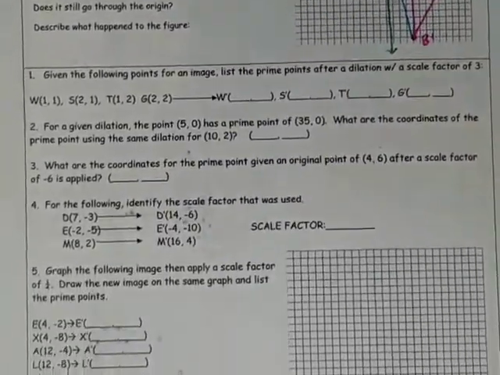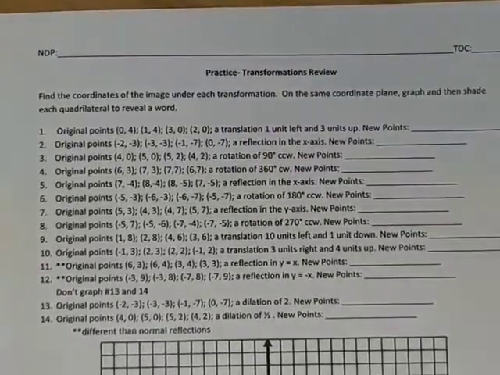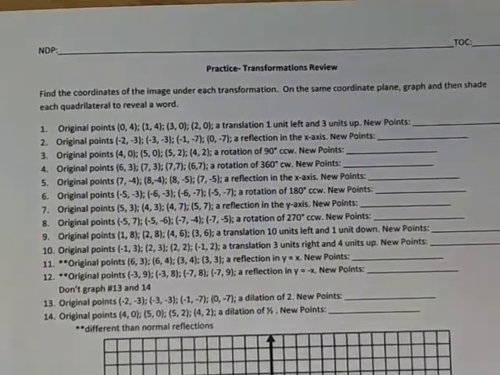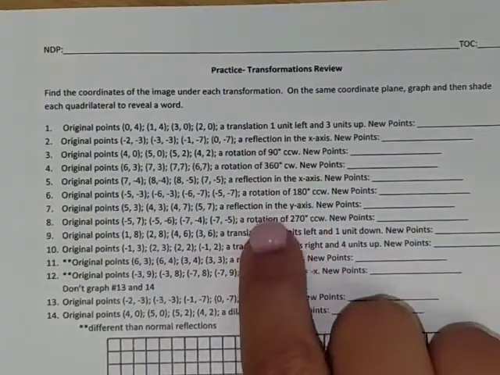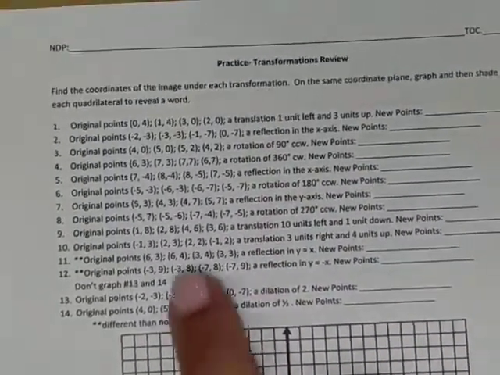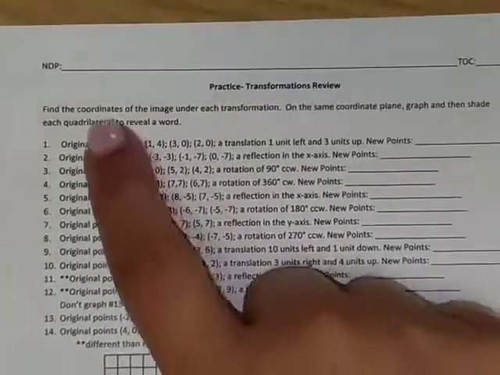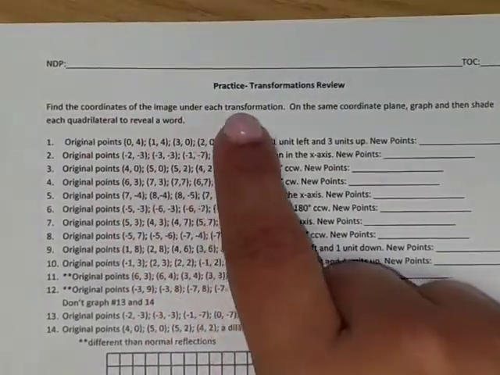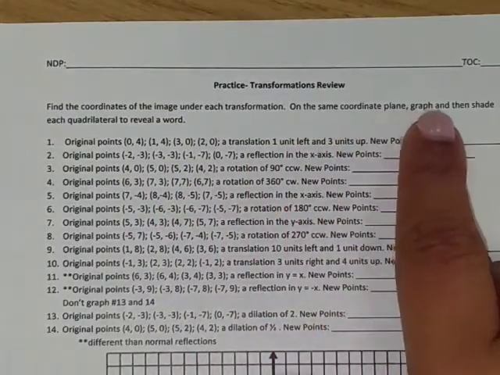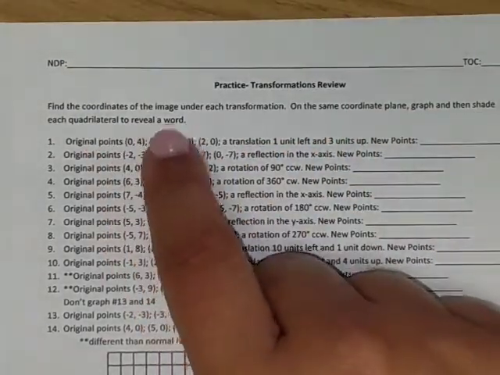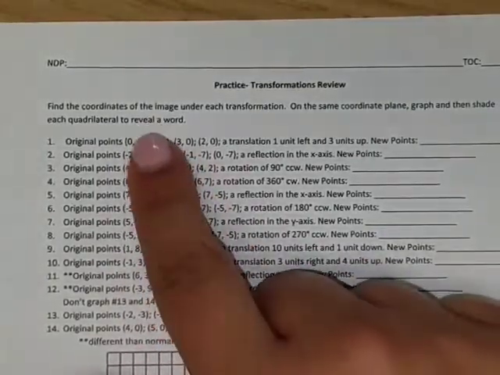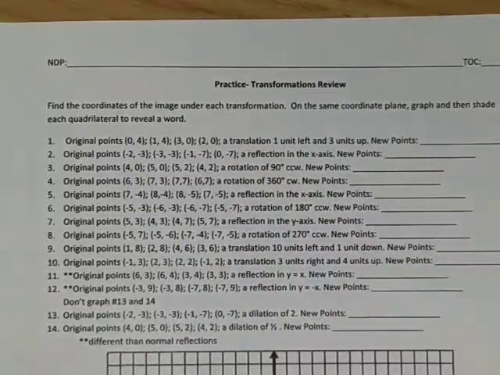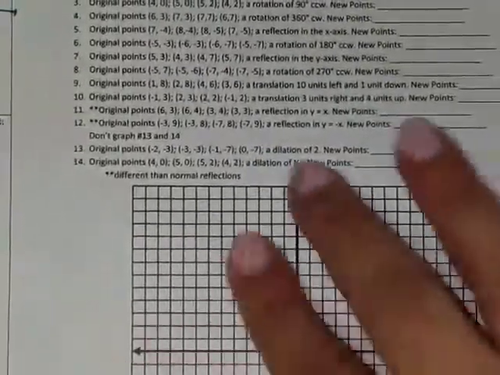All right, so right here is just a bunch of dilation practice. And then on this side is actually your unit review on everything that you've learned so far. So there's translations, reflections, rotations, and then down at the very bottom there's dilations. Now this is a really cool activity because it says if you find the coordinate points of the image underneath each transformation, and then on the same coordinate plane graph and then shade the quadrilaterals, it'll actually spell out something. So don't plot these, give the new points here, and then from your new points graph those and shade them in, and it'll actually spell out a word.